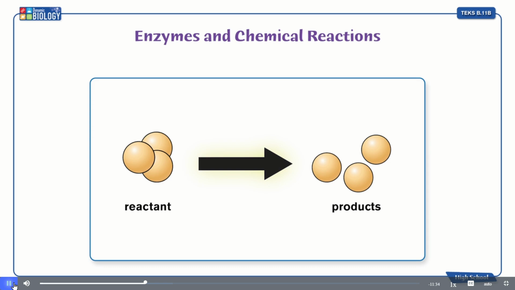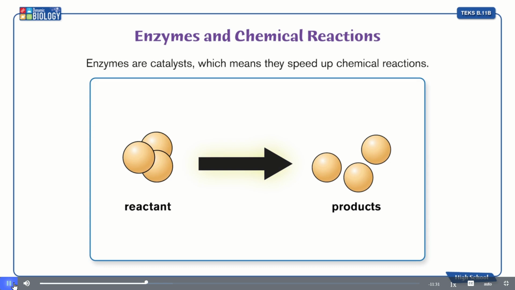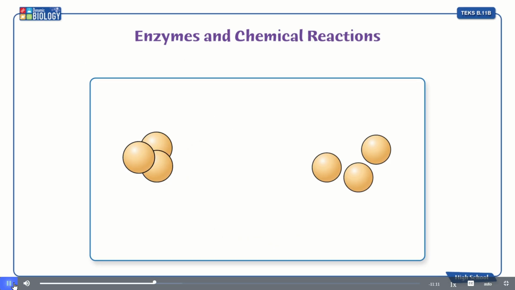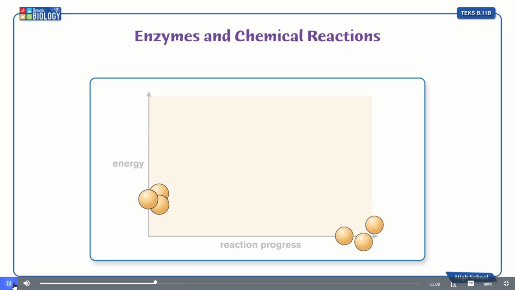As mentioned earlier, enzymes are catalysts, which means they speed up chemical reactions. We'll use this chemical reaction as our model. In this reaction, a reactant is being broken up into 3 products. When the right enzyme is present, this chemical reaction can take place more quickly. Let's illustrate this on an energy graph. An energy graph shows us how much energy is needed to complete a chemical reaction.